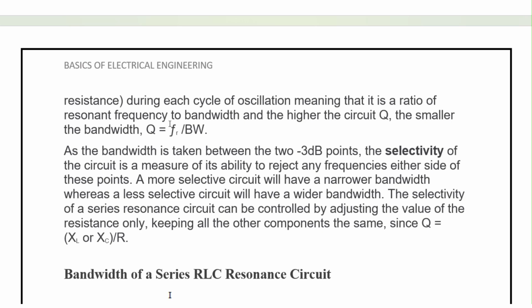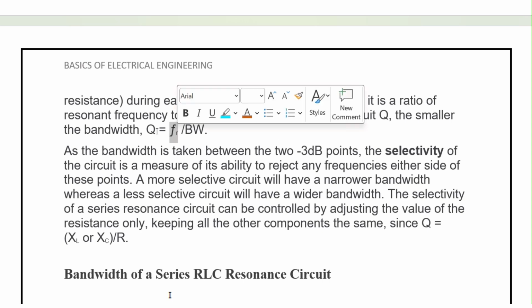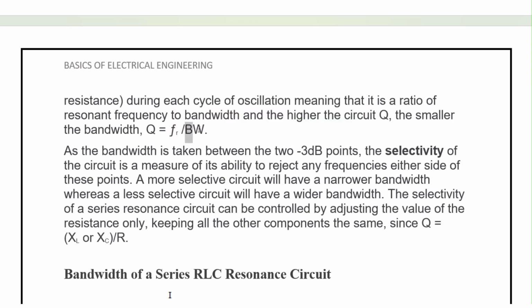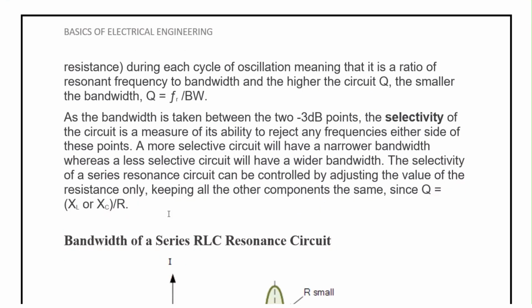So this relationship itself justifies this line: the ratio of the resonant frequency to the bandwidth, and the higher the circuit quality. So if frequency is higher, quality factor will have a higher value. If bandwidth is less, then also quality factor will have a higher value. So these are the two things that decide the higher quality of the series resonant circuit.